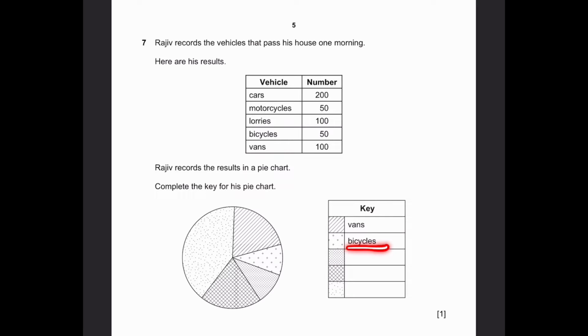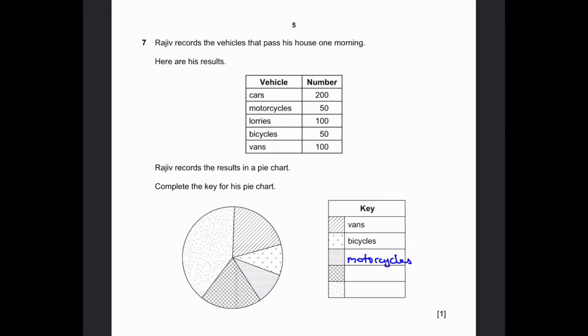Since we have bicycles already here as 50, now we need one more to make 50, and that is motorcycles. So this pattern here is motorcycles.